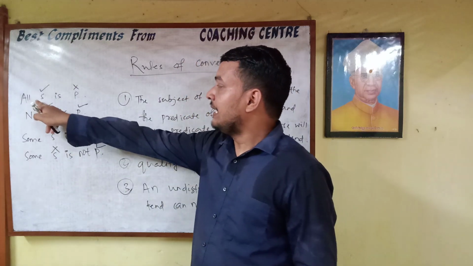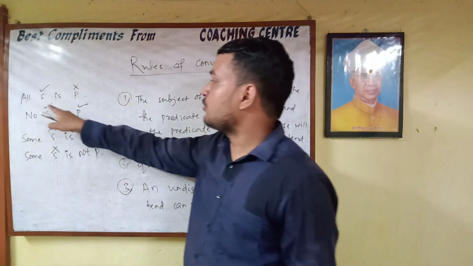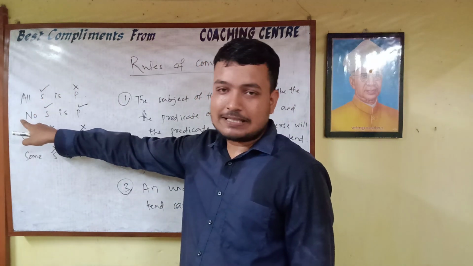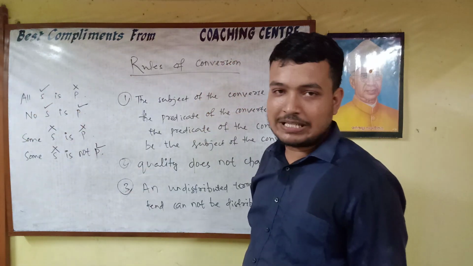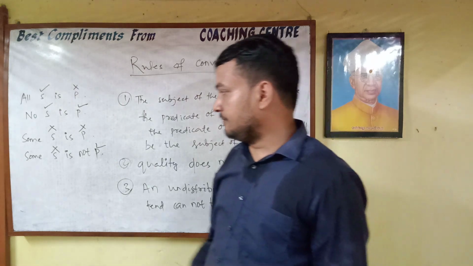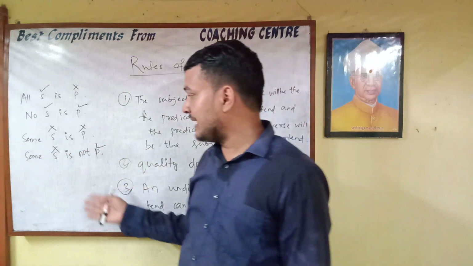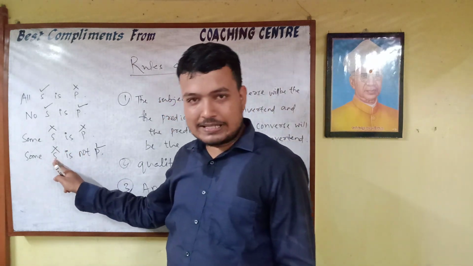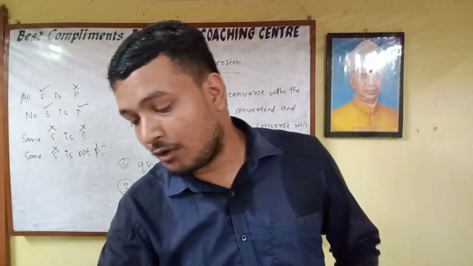That means in case of A type of proposition, that is universal affirmative, subject is distributed, predicate is not distributed. In case of universal negative, subject is distributed, predicate is also distributed. In case of particular affirmative, both the subject and predicate are not distributed. In case of particular negative, the subject is not distributed whereas the predicate is distributed. Are you clear pilamane? Okay.